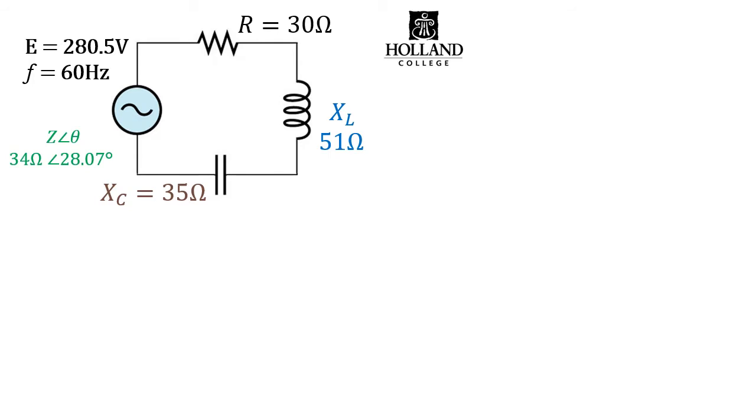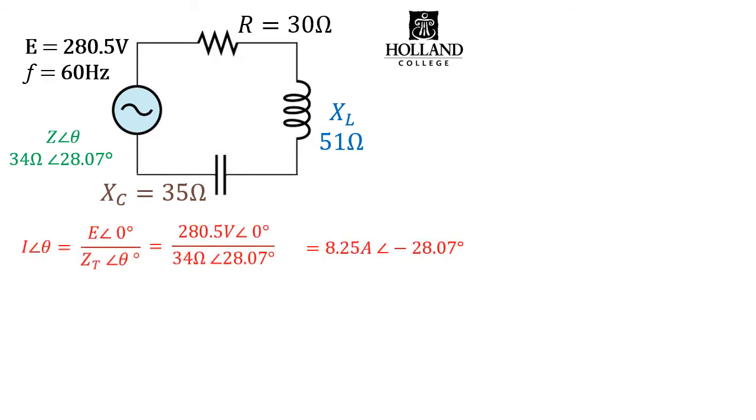Now that we've calculated our total impedance to be 34 ohms and 28.07 degrees, we can calculate our current, which works out to be 8.25 amps at a lagging 28 degrees. Again, our inductance has more influence on the circuit than our capacitance, so our current will be lagging, and in this case by minus 28 degrees.